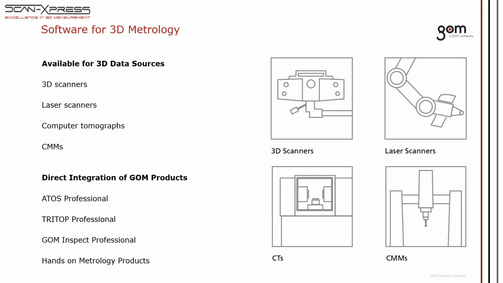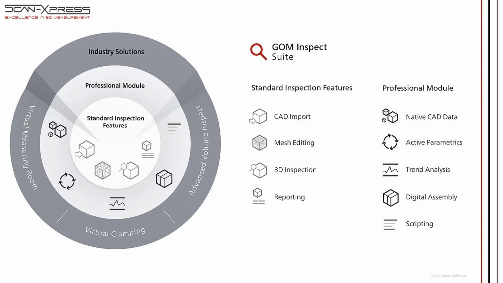GOM Inspect can be an inspection tool for all metrology systems, not just GOM scanning systems. Any STL data, STEP, IGS, or point data can be imported and inspected in the free version of the GOM Inspection Suite. The professional version of the software can also accept native CAD formats such as SolidWorks, Siemens NX, and CATIA. The free version of GOM Inspect is a complete inspection package, although some of the advanced inspection functions are only available in the professional version of the software. We will talk about this in more detail later in the webinar.